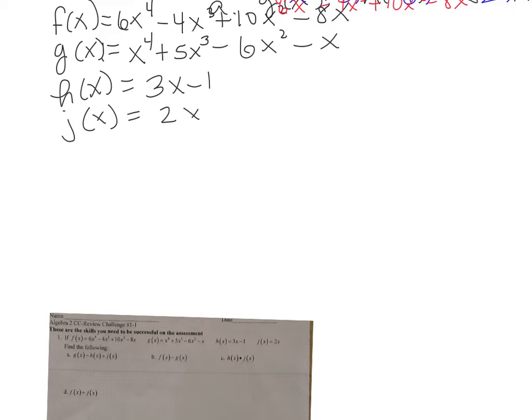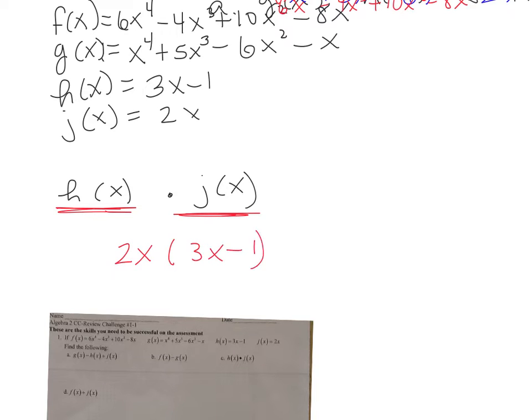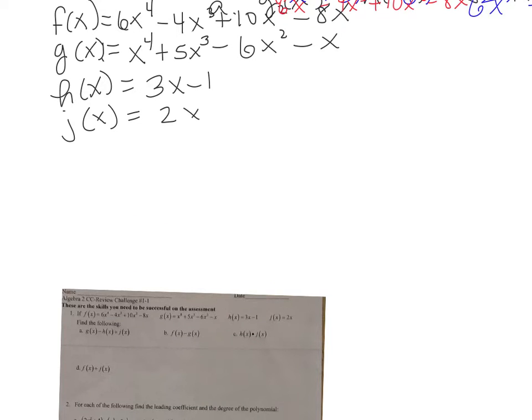Okay, so C is h of x times j of x. All right, so this is a binomial times a monomial. Now I'm going to put j in front only because multiplication is commutative, so it doesn't matter which way I write it. So 2x times 3x minus 1. Distribute. We get 6x squared minus 2x. Let's try D. Okay, so D is f of x divided by j of x.